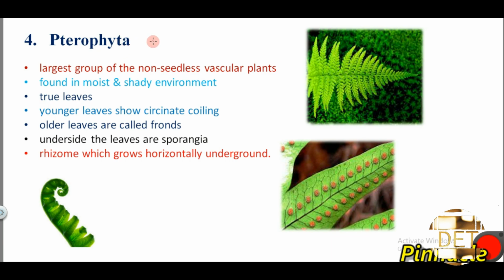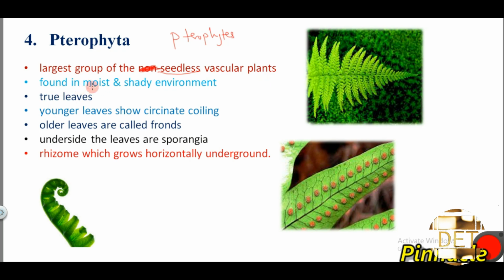So plants that belong to this division are referred to as pterophytes. So what are the unique features of the pterophytes? They are the largest group of the seedless vascular plants. What that means is that they are the largest group of vascular plants that do not produce what? Seeds. They are the largest group of the seedless vascular plants. So note this.